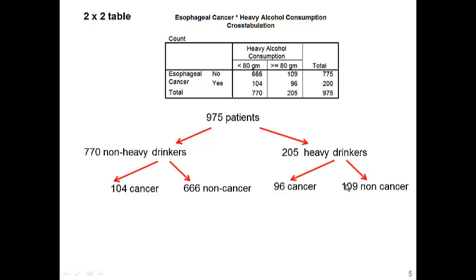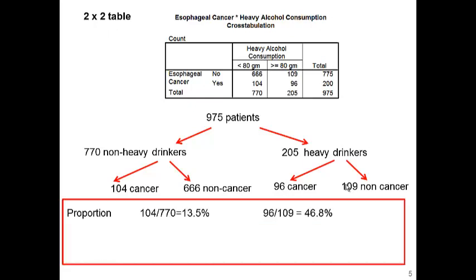If you compute the proportions, it would be like this. The proportion of having cancer among non-heavy alcohol drinkers would be 104 divided by the total number of 770, so that would be 13.5%. And similarly, within 205 heavy drinkers, 46.8% is the proportion of patients with cancer.